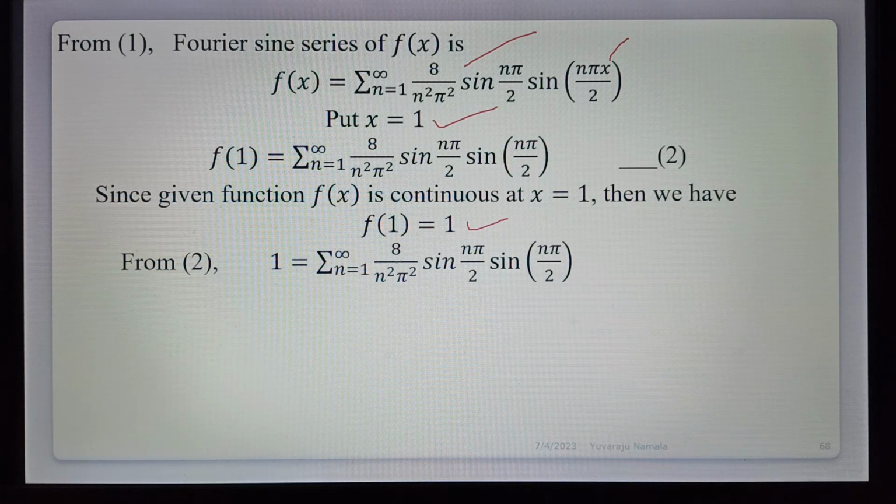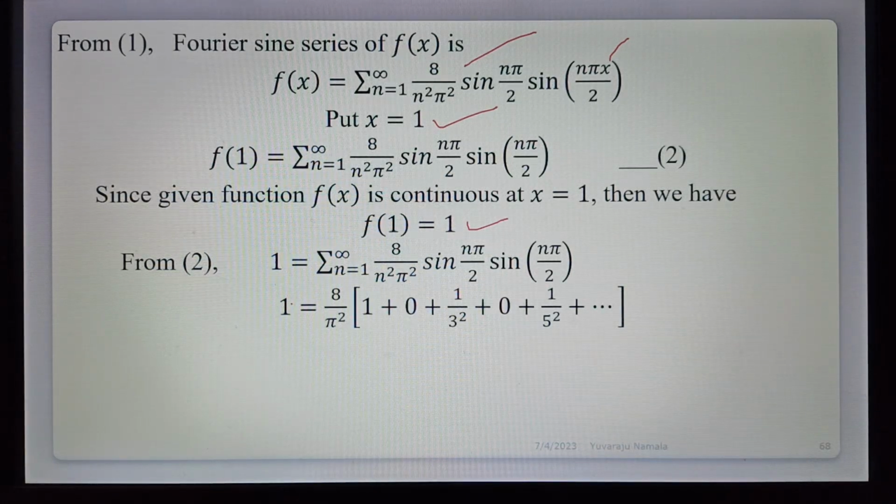That is equal to, here f of 1 is equal to 1. Substitute here, expand the series. Here n is equal to 1, so 1 by 1 square is a common term. Then for n is equal to 2, sin of pi is 0, so it becomes 0.